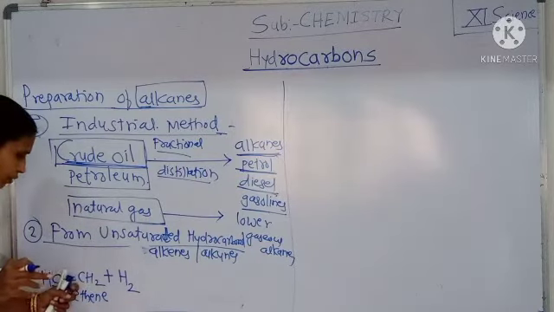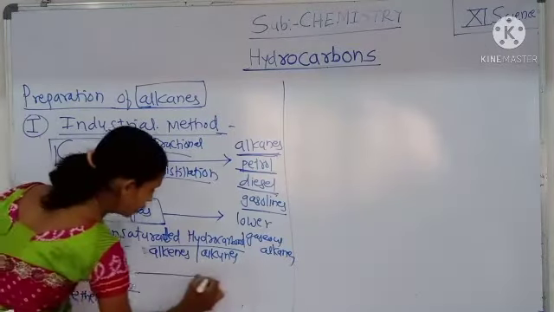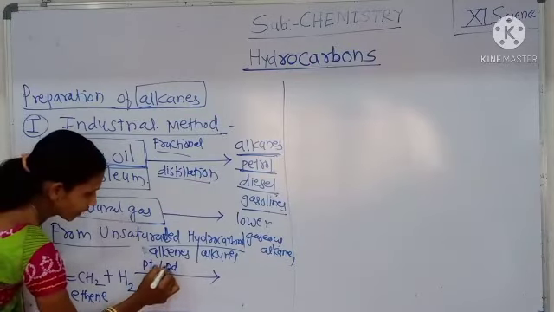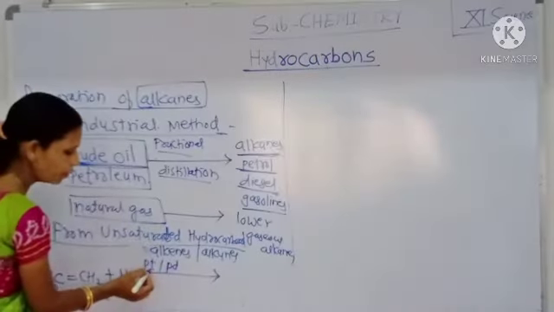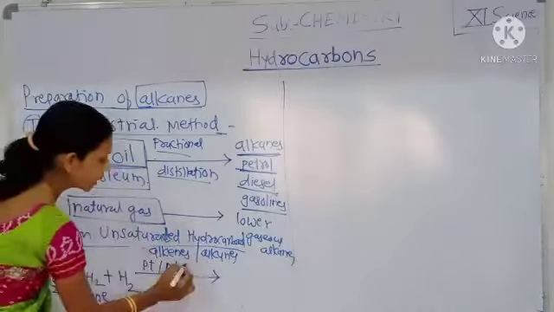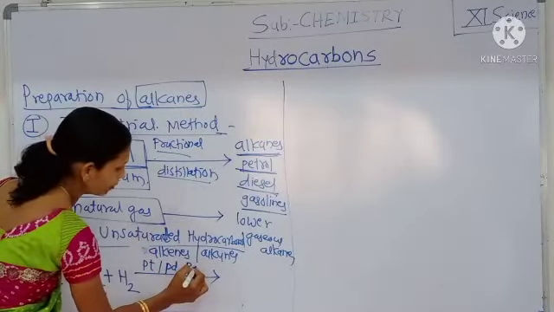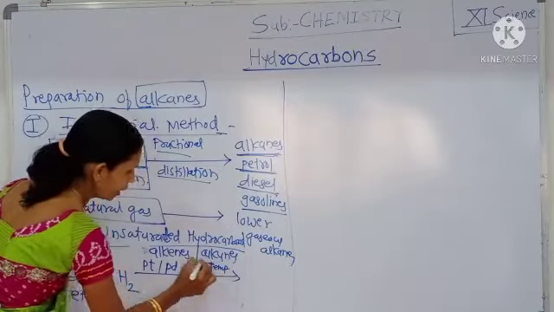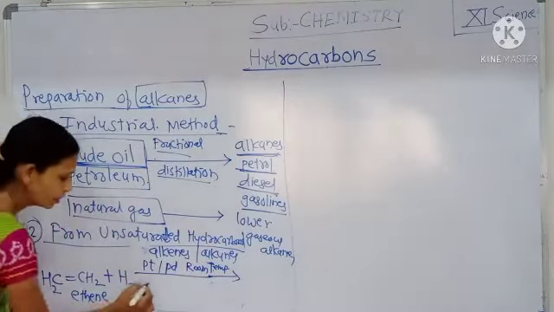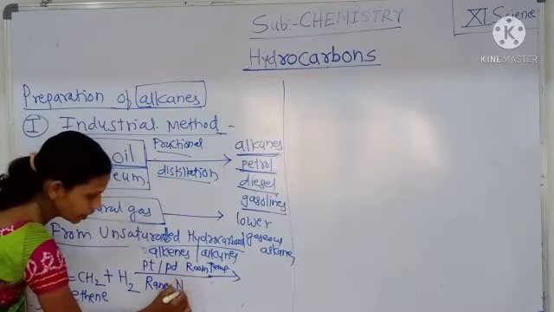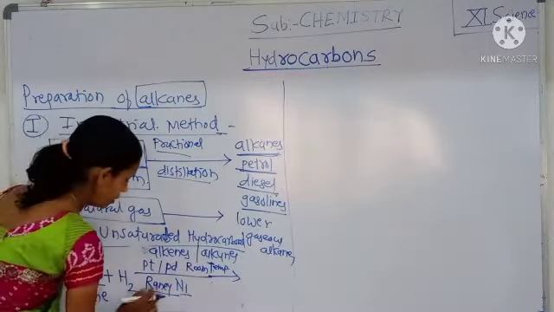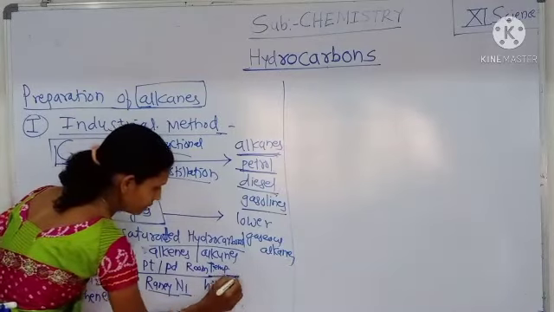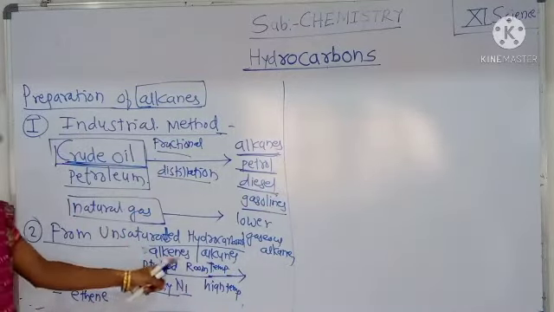That means reduction of alkene takes place because of a reducing agent, and here platinum or palladium are used. If platinum and palladium are used, this process takes place at room temperature. If instead of platinum or palladium, Raney nickel is used, then reduction takes place at high temperature. That means the conditions of the reaction depend upon the catalyst.